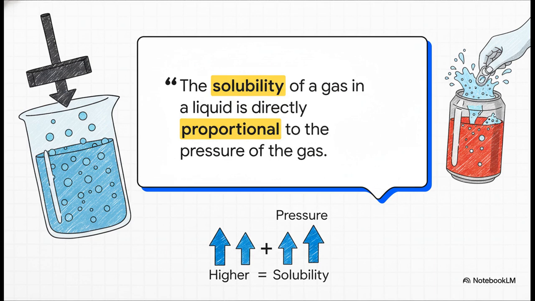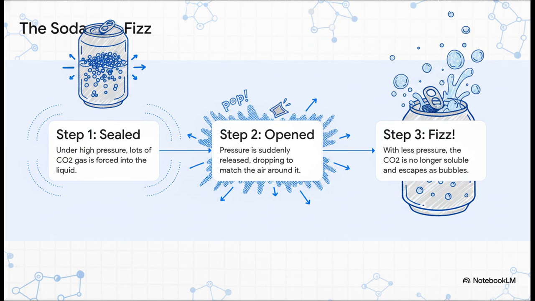All it's really saying is that if you crank up the pressure of a gas on top of a liquid, you can force more of that gas to dissolve into the liquid. More pressure, more dissolving. That's the gist of it. And guess what? This is exactly what's going on inside a can of soda. Before you open it, it's sealed under super high pressure, which crams a ton of carbon dioxide gas into the drink.